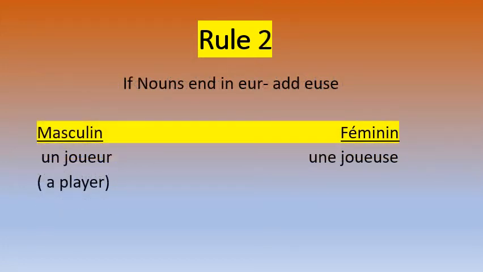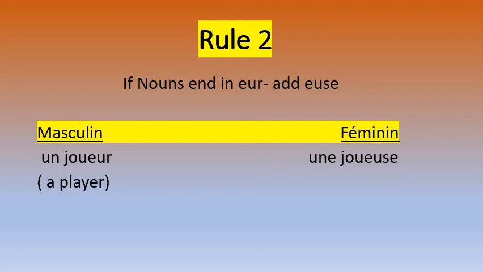Let us see rule 2. If the noun that is a masculine form ends in EUR, to make it into feminine, you will add EUSE, right? So you will be removing EUR, and instead of that, you will be adding EUSE. Let us see the example.